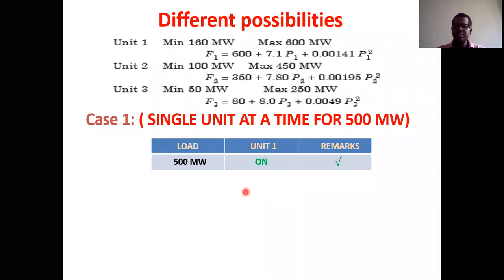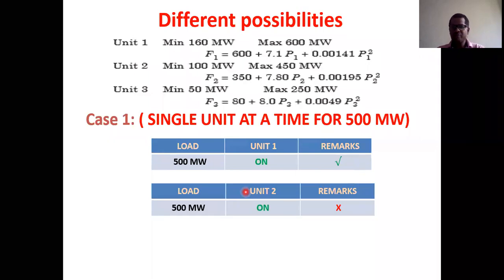Similarly, by considering unit 2, when you operate unit 2, is it possible to meet the load or not? Not at all, because the maximum generation you can get from unit 2 is only 450 megawatts, but the load is 500 megawatts. How is it possible to meet your load? It's not at all possible. So we cannot meet the load, and that is why I am using a negative sign here.